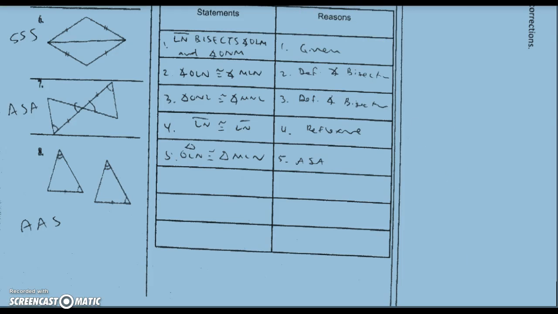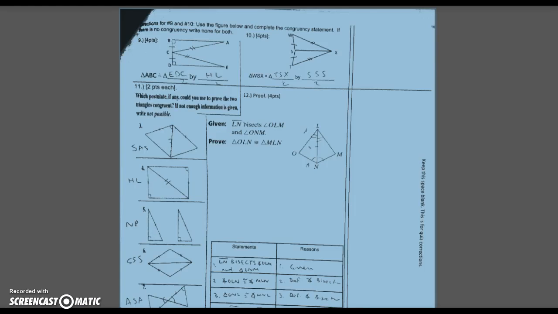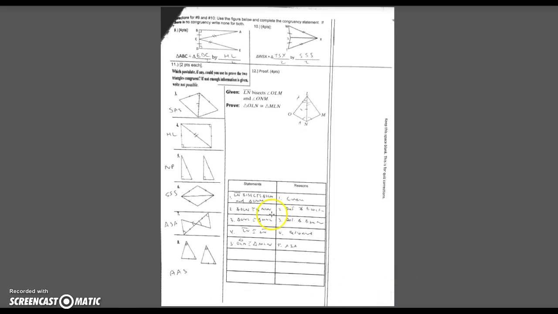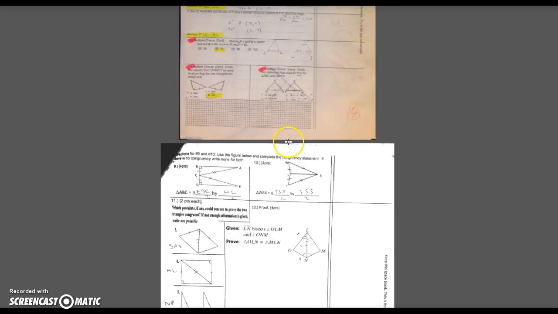So that side is worth 4, 4, 8, 12, 16, 20, 24, and 24 plus 18 gives us 42. I hope that was helpful for your test this week.